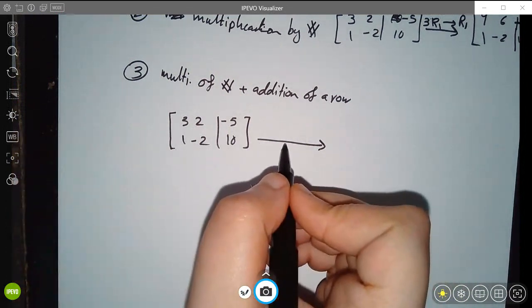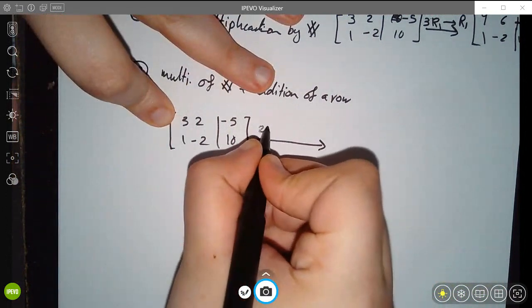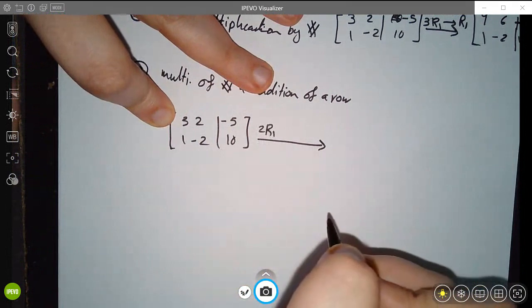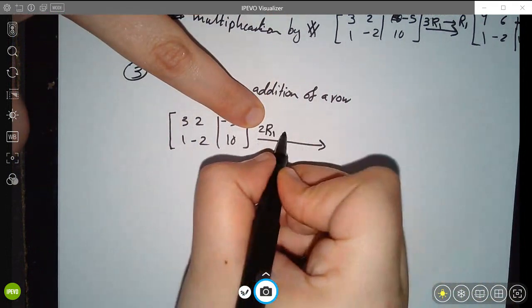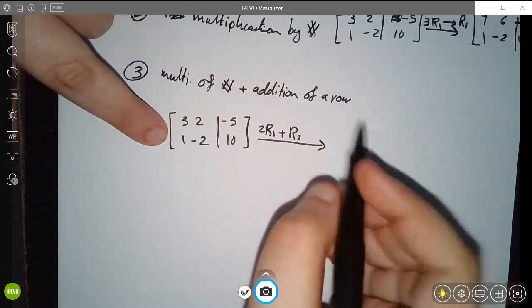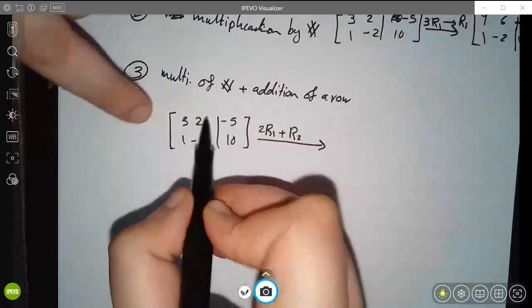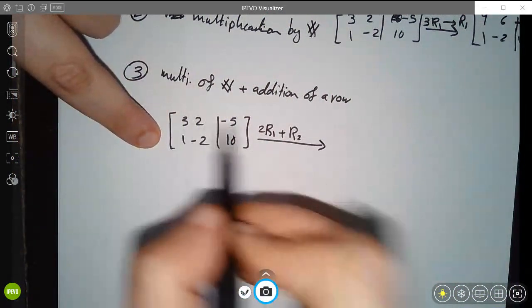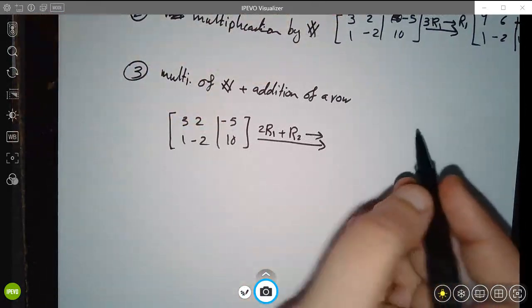So in this one, for example, I'm going to multiply the first row by 2. So I'm saying I want to do 2r1. Yes? So r1 is being multiplied by 2. And then I want to add it to r2. So this one times 2 plus the values over here. And this is going to give me my new r2.